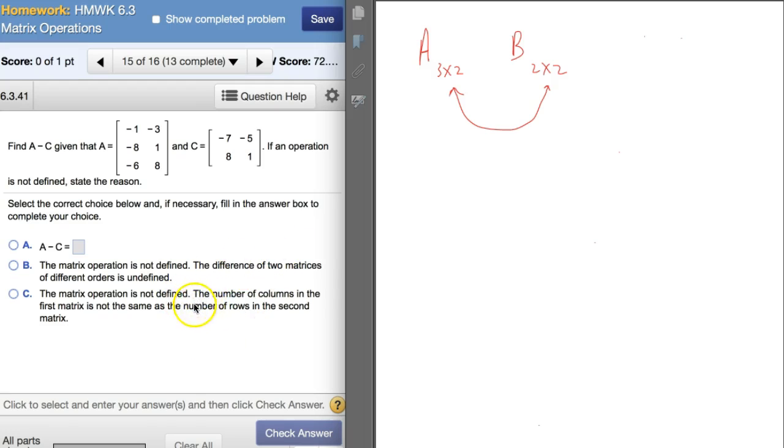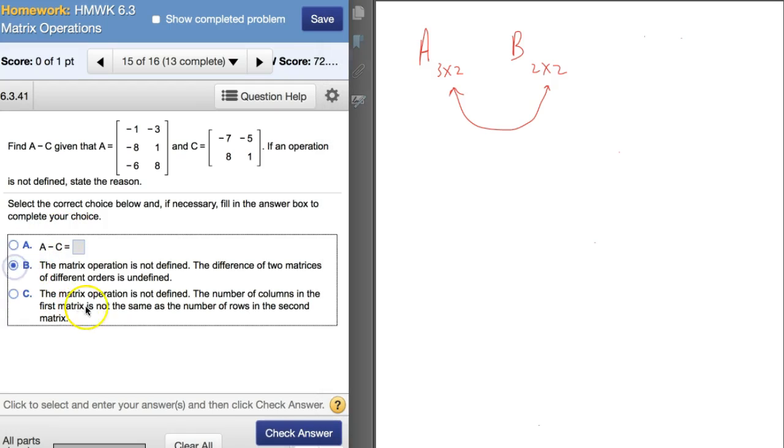And so here we see that we have a choice for A minus C, and of course we're not going to choose that, so it's the difference between B and C here. So the first one says the matrix operation is not defined. The difference of two matrices of different orders is undefined. So I think that's what we should pick here.